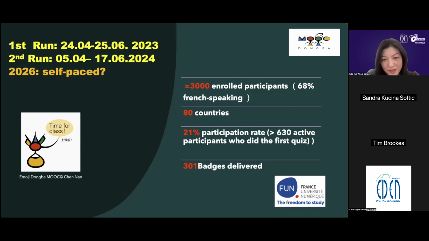2 master's students at the University of Geneva have selected the Dongba script as their master's thesis topic. And several graphic designers share their designs inspired by the Dongba script on social media networks like LinkedIn.